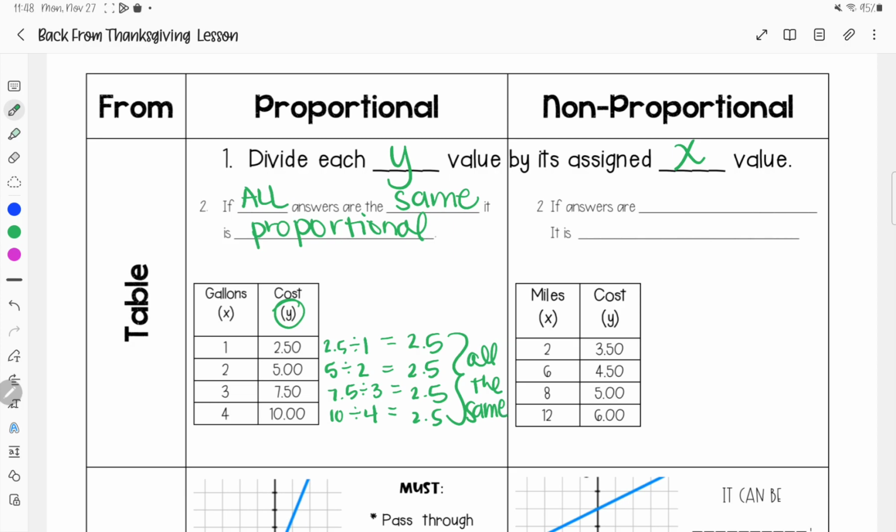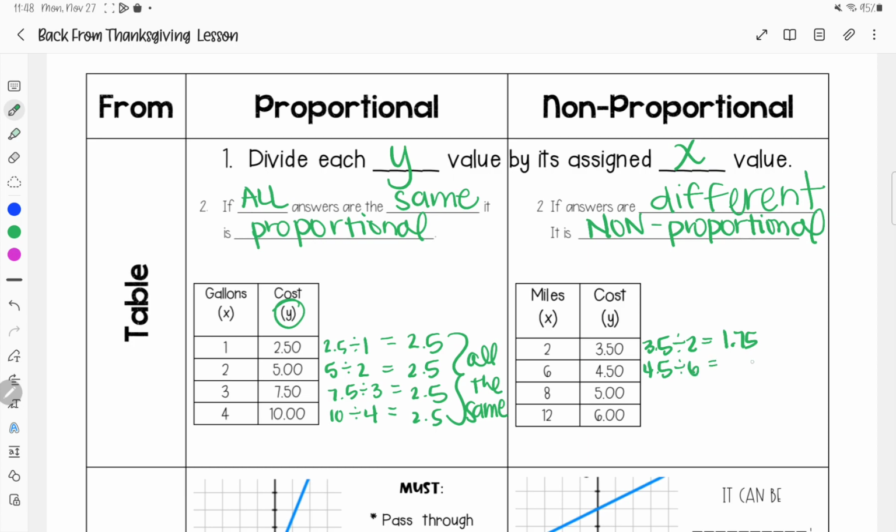So that is how you can tell it's proportional. If the answers are different, so as we divide each y value by the x value and we get a different answer, it is non-proportional. Proportional means it stays the same each time. So if it's non-proportional, like on this one, if we take 3.5 and divide it by 2, we're going to get 1.75. So to be proportional, all of the rest of our answers need to come out as 1.75. But if we take 4.50 and divide it by 6, we're going to get 0.75. As soon as it's different, you can stop. It's non-proportional. So that's from a table.